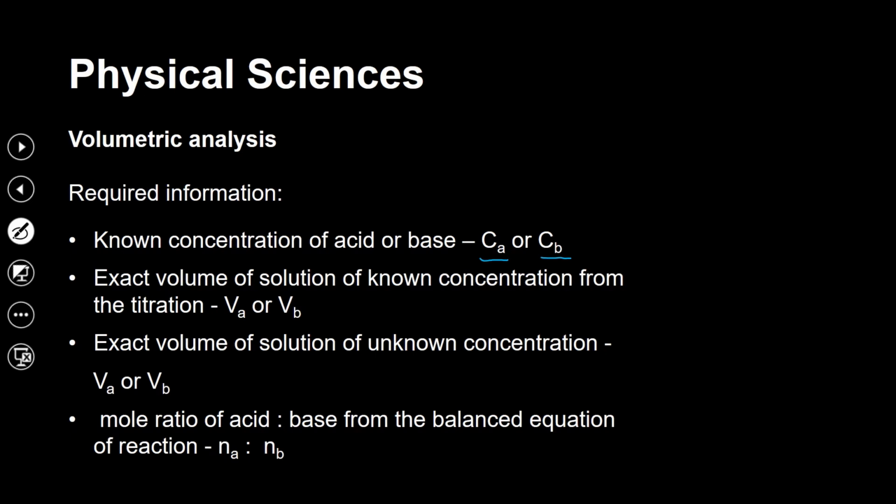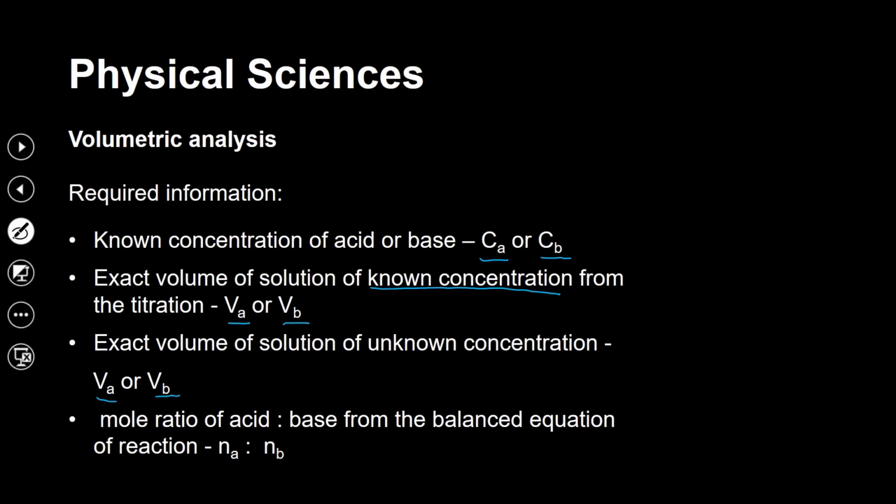Okay, what else do we need? We also need the exact volume of the solution of the known concentration. This is our standard solution from the titration, the one that came off the pipette, and we recorded that value. It's either the volume of acid or the volume of the base, right? And then we need the exact volume of the unknown concentration, the one that we pipetted. So it's either volume of acid or volume of base. It can be one of the two.